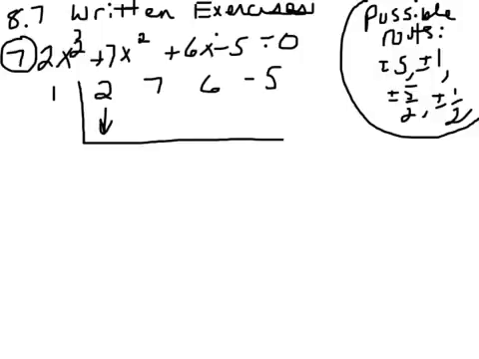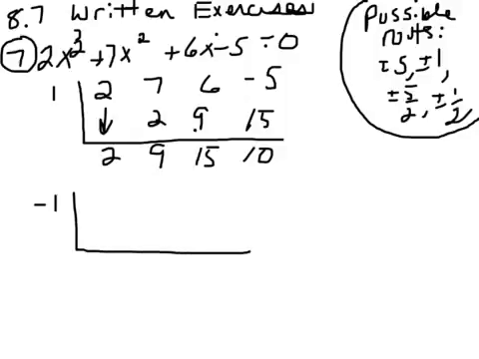So drop down the 2. 1 times 2 is 2. 7 plus 2 is 9. 1 times 9 is 9. 6 and 9 is 15. 1 times 15 is 15. Okay, that's going to add up to 10. That one didn't work. Let's try negative 1.